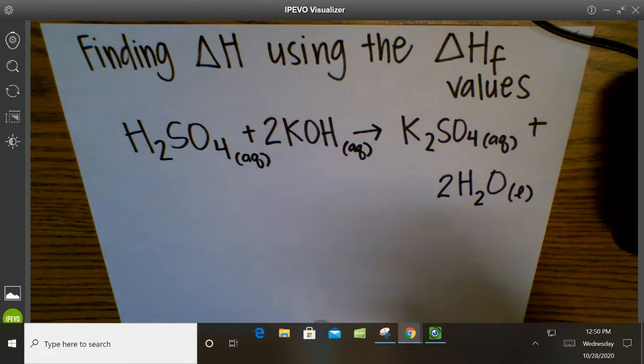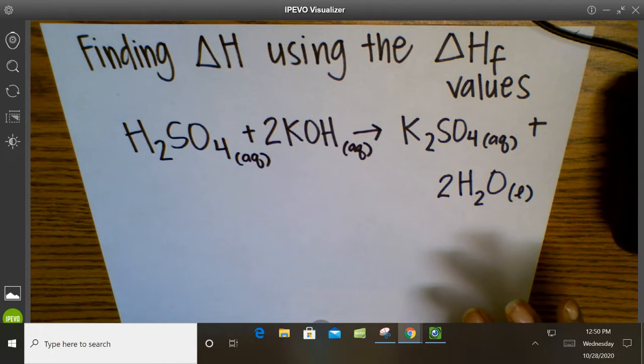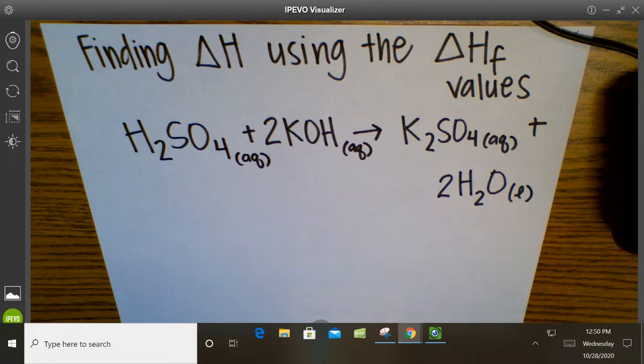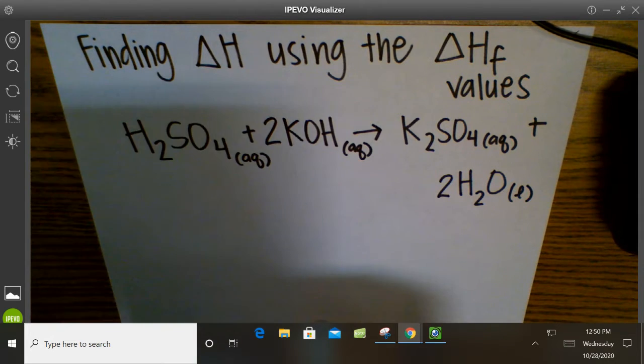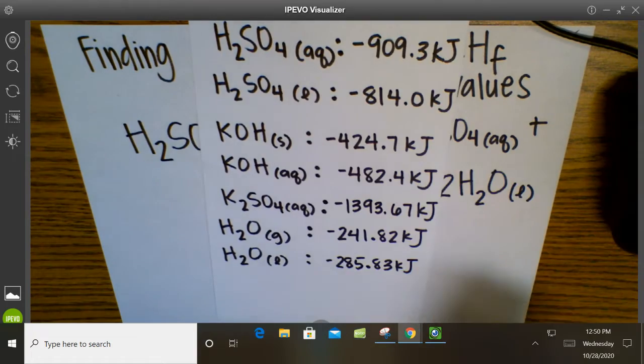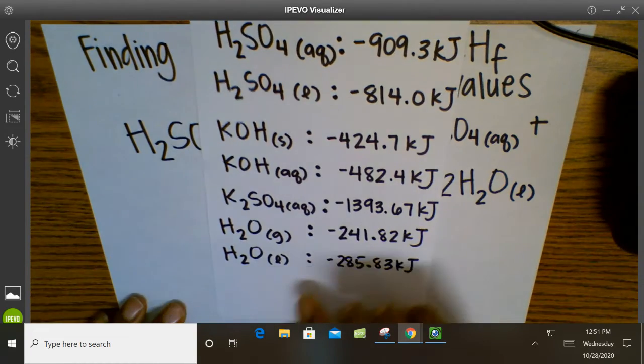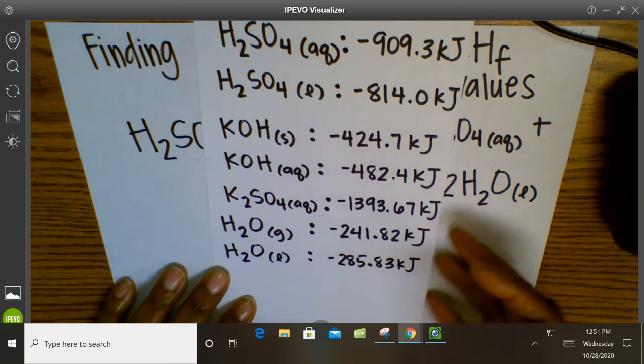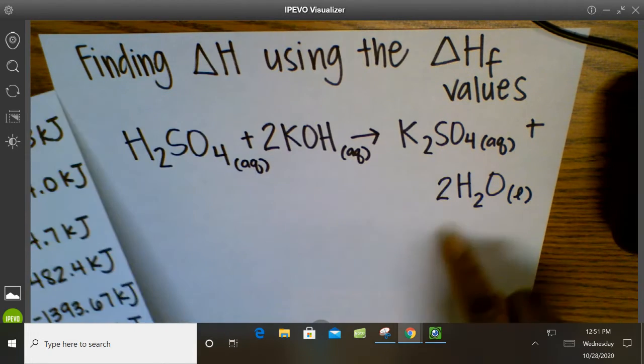To calculate the change in enthalpy for a chemical reaction using the heat of formation values for the compounds, there are two things that you're going to need. You'll need your balanced equation, and you will need information about the heat of formation values. And so what I have are the values for the substances that are in this equation.